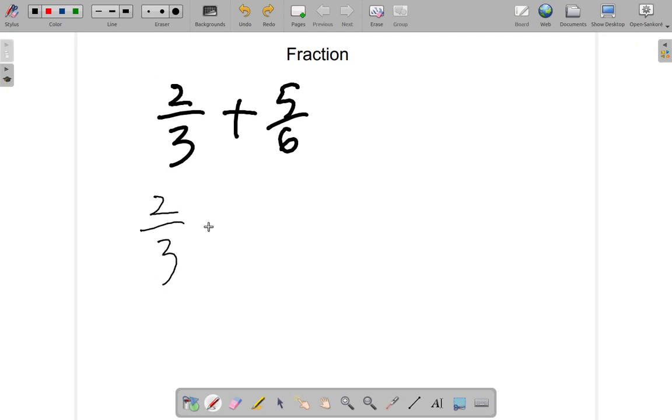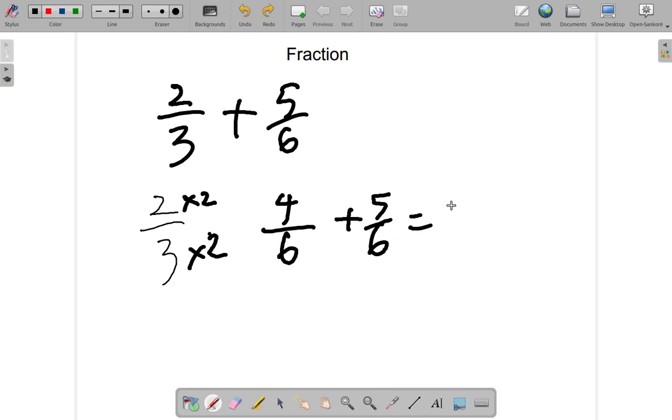2/3. If I multiply the 3 by 2, I get 6. I need to multiply the 2 up here by 2 as well. So what I have upstairs is 2 2s, 4, over 3 2s, 6. So this becomes 4/6 plus 5/6. 4 and 5 is 9. So 4/6 plus 5/6 would become 9/6. So it's 4 plus 5. I can put the 6 there like that. Gives me a total of 9 6s.